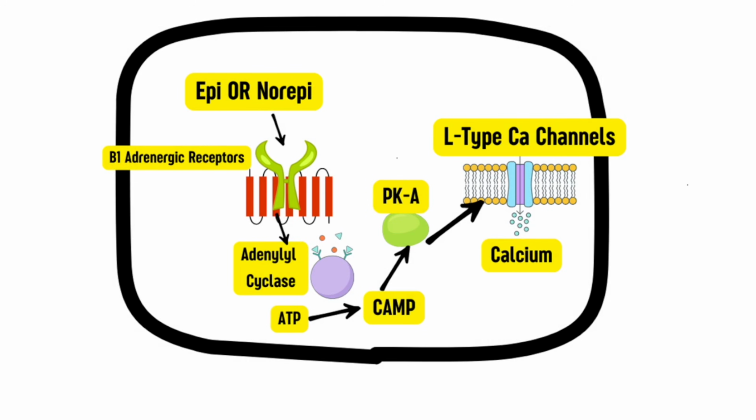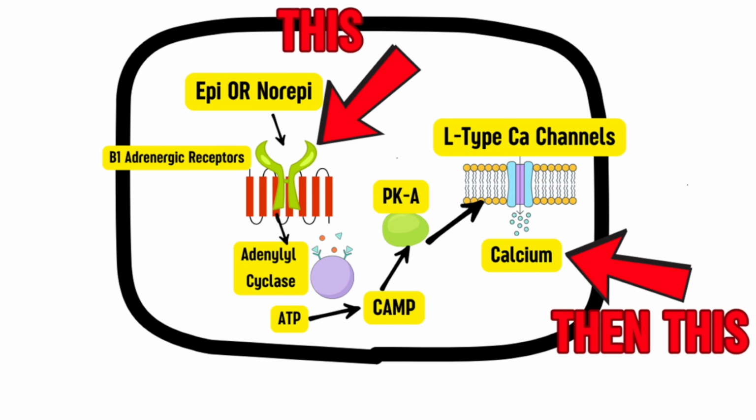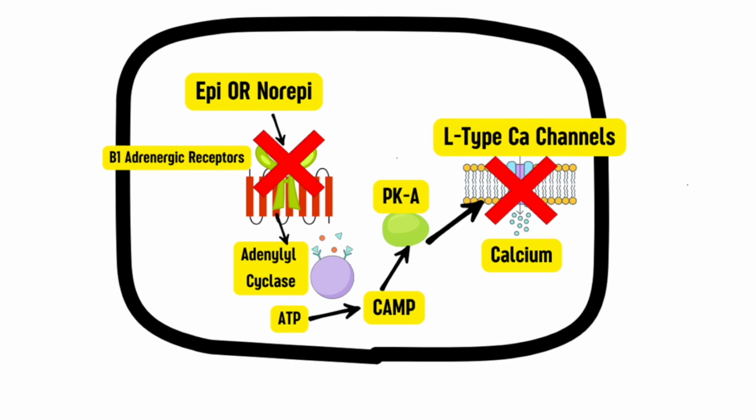First, the enzyme adenylyl cyclase is activated, which converts ATP into cAMP. cAMP activates PKA, which phosphorylates L-type calcium channels, causing them to open, leading to an influx of calcium. What do you need to remember from that? It's just that when epi and norepi bind to these receptors, a bunch of stuff happens, which leads to more calcium in the cell.